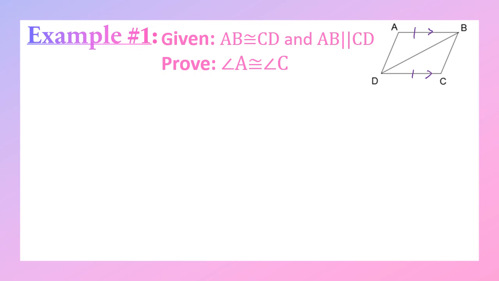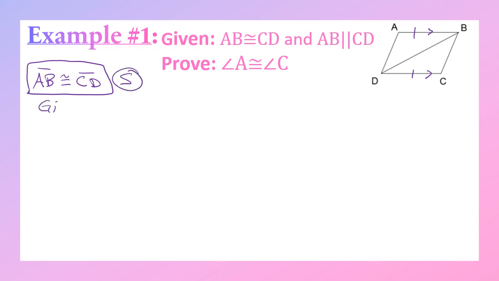So let's start our proof. Easy part. AB is congruent to CD. Beautiful, easy. We have a pair of congruent sides, and that was given to us. Looking at what else I know, AB is parallel to CD, and that was also given to us.